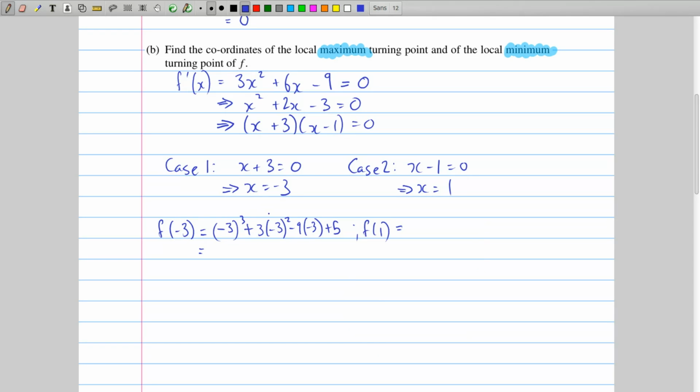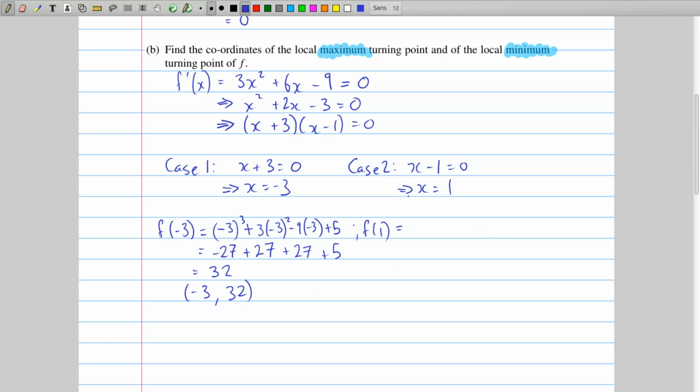So work through that. Minus 3 cubed is minus 27. Here we have minus 3 squared, which is 9. Multiply that by 3, you end up with 27. We have a minus 9 by minus 3, which is plus 27. And a plus 5 at the end. So that's going to turn out to be 32. So the final coordinates for this are minus 3, which we know is the x, and 32 turns out to be the y-coordinate.